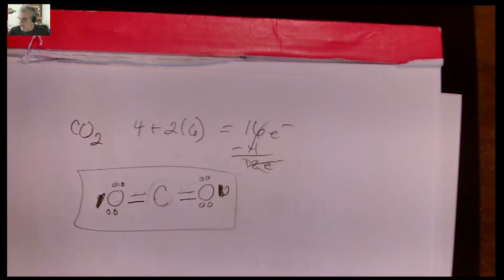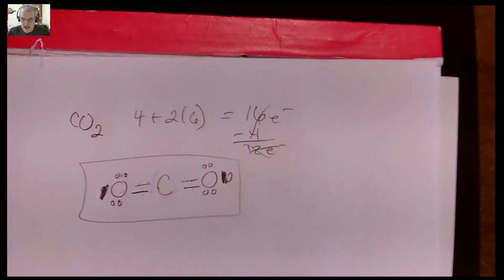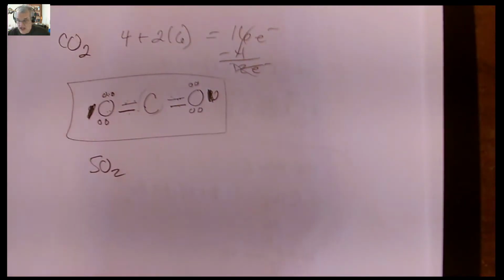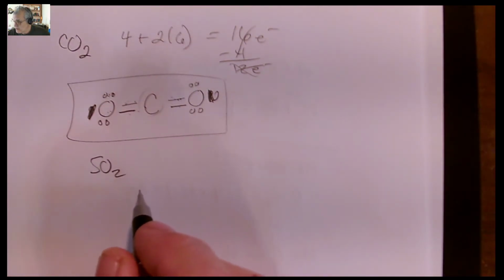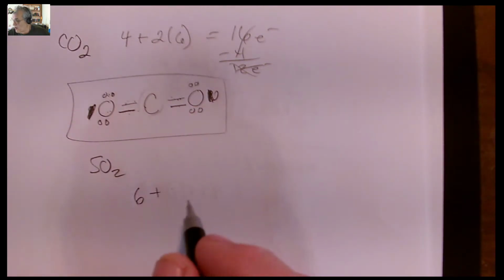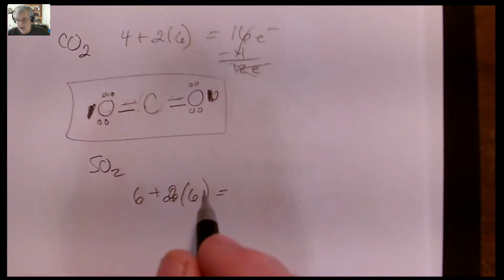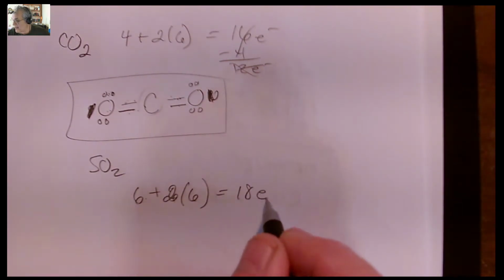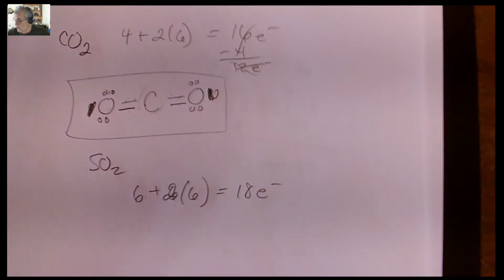Okay, how about one a little bit different? How about sulfur dioxide? Sulfur dioxide is SO2. Since sulfur is a group 6, we have 6 electrons there, plus we have 2 times the 6 electrons for each of the oxygens. I have 12, I got 18 electrons total. 18 electrons total. What am I going to do?